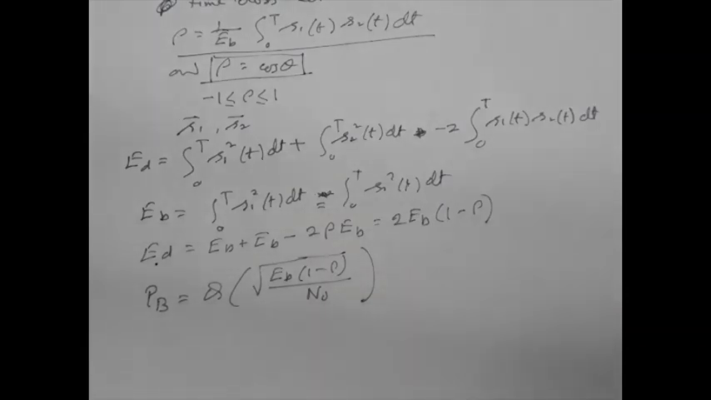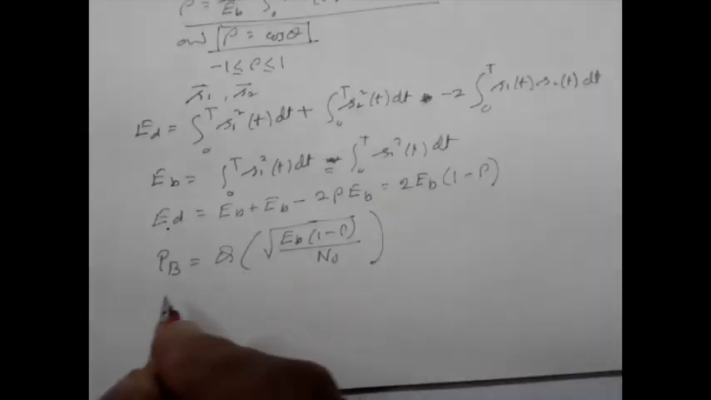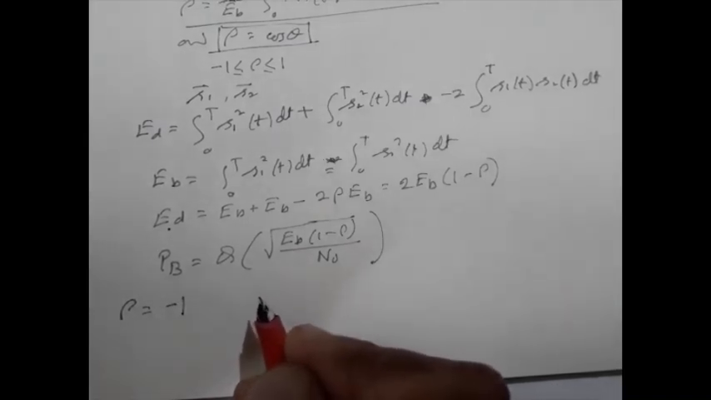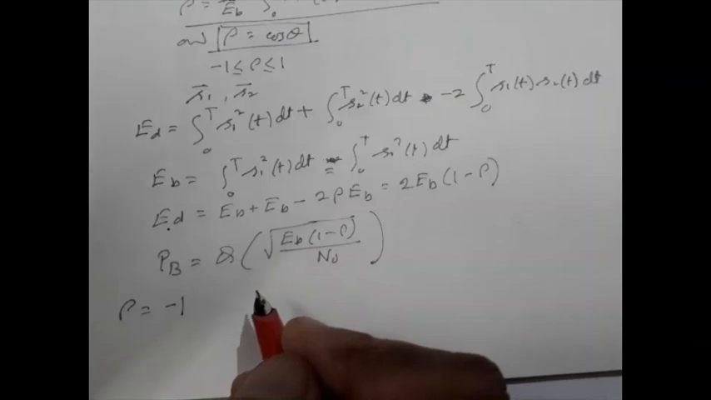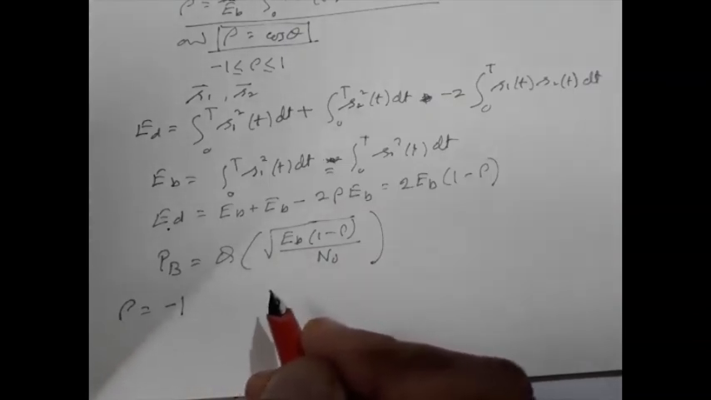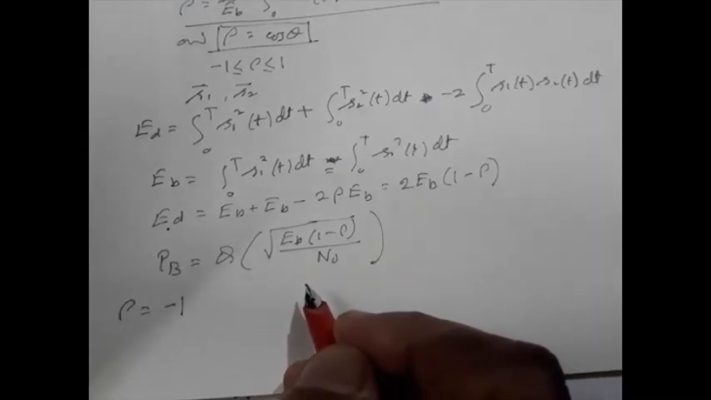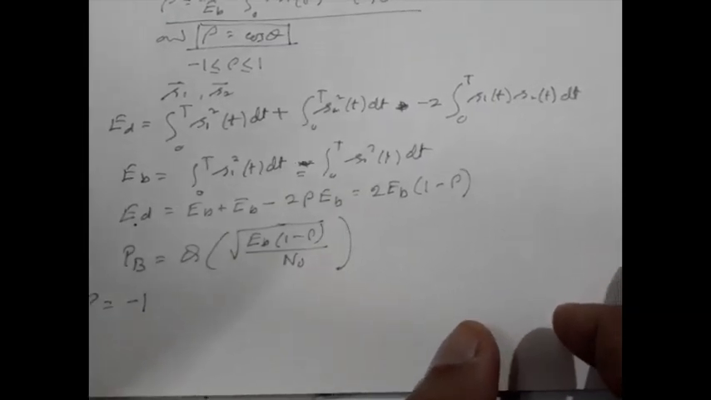Now we will consider two cases. In the first case, where rho equals say minus 1, corresponding to S1 and S2 being anti-correlated over a symbol time. In other words, the angle between the signal vectors is 180 degrees. In such a case, where the vectors are mirror images, we call the signals antipodal.